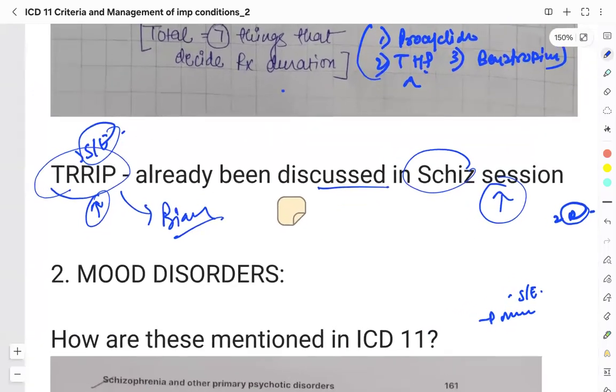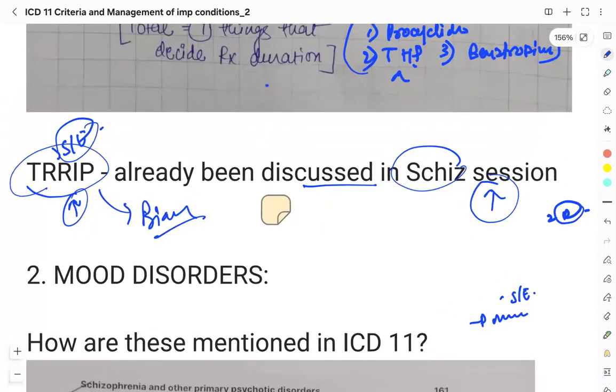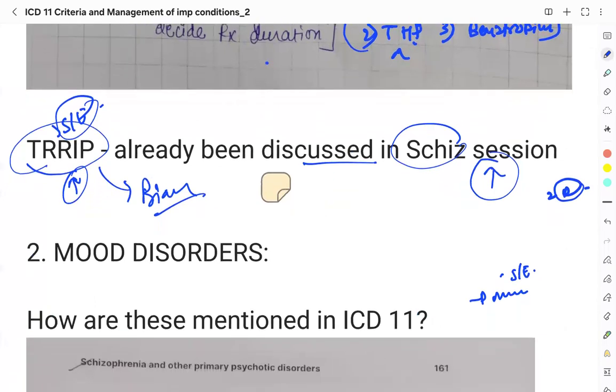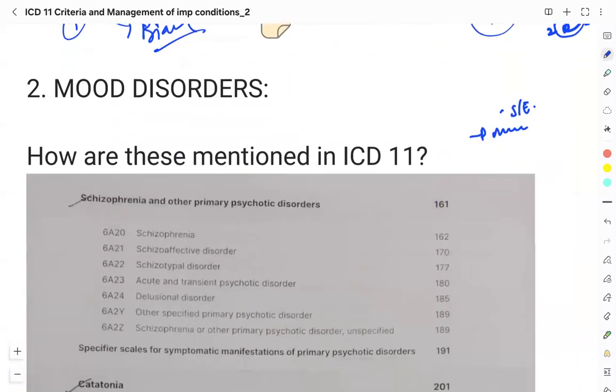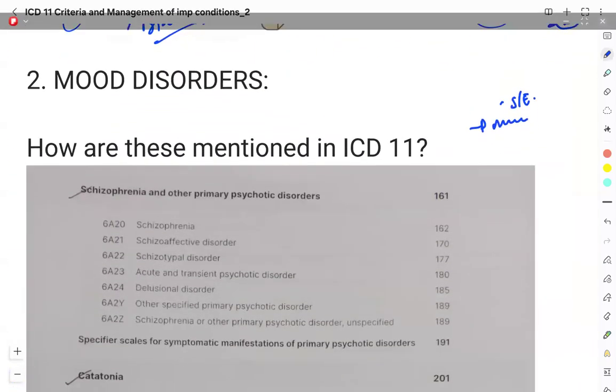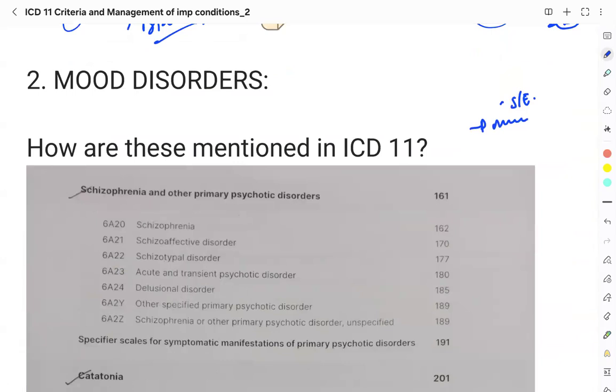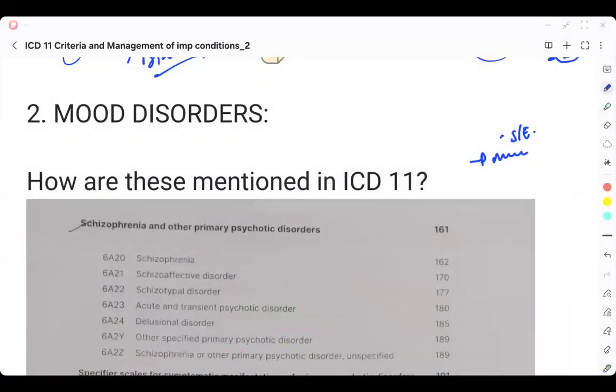But if you want, I may have some of the notes. I will share them with you, so you can have a read, and then you'll be able to understand what TRIPS are. Okay. So do you want to continue? Let's continue with the mood disorders, or do you want to take a break? It's up to you and the other people. That's fine. All right, great. Yeah, let's go ahead.